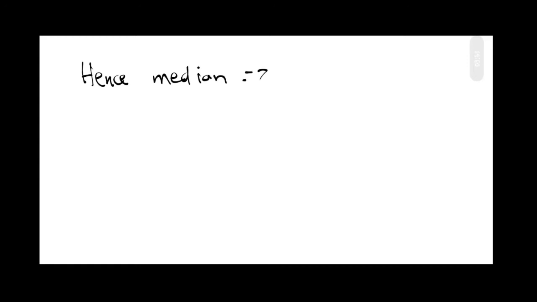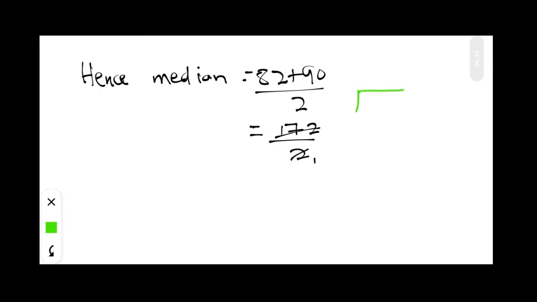Is equal to 82 plus 90 all over 2, and that gives us 172 over 2. So we cancel 2 with 170, we cancel 172 with 2, and then that gives us what? Work that out and let's see. You can pause the video and work it out and see what you get.